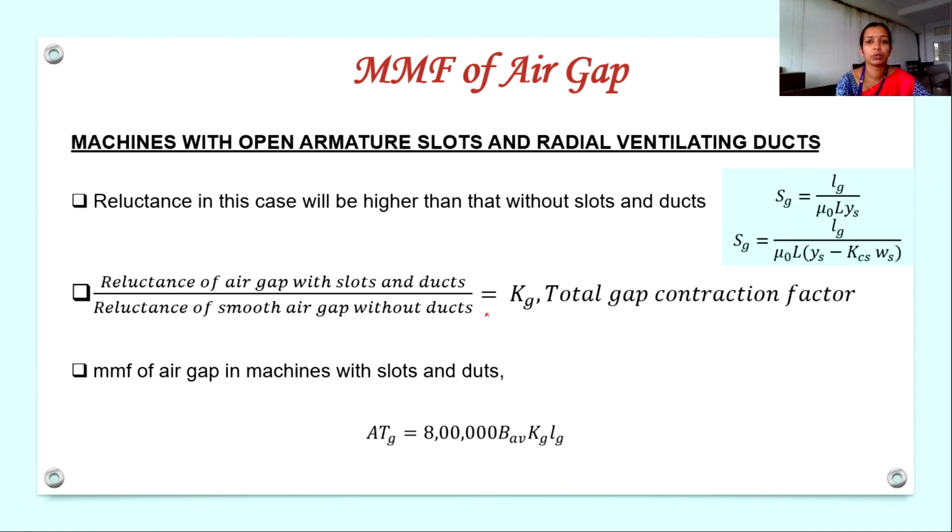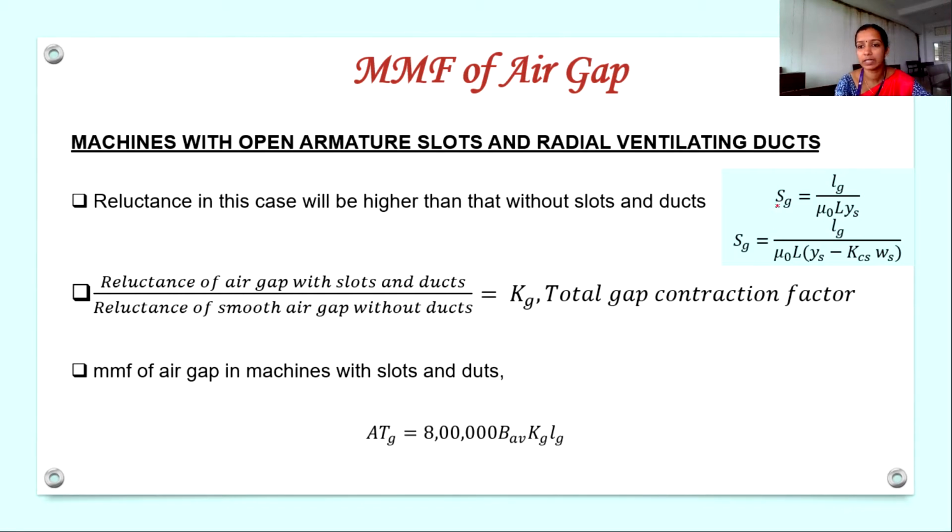Now, we know the air gap will not always be smooth. So we have to consider the MMF of air gap in machines with open armature slots and radial ventilating ducts. We have studied the reluctance of air gap under these conditions: reluctance of both smooth air gap and reluctance of air gap with slots and ducts. We have derived those equations. There we have seen that the reluctance of air gap with slots and ducts is more than that of a smooth air gap. So I have noted the equations here.